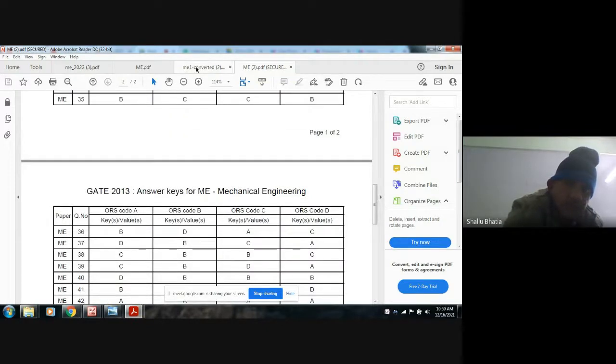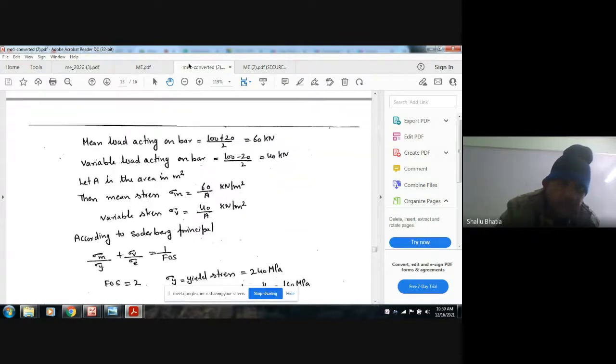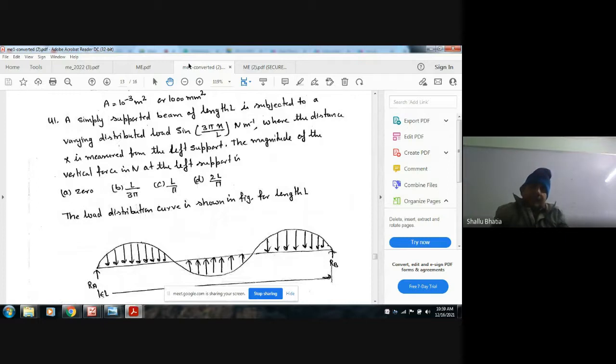Okay. Next, a simply supported beam of length L is subjected to a varying distributed load, sine.